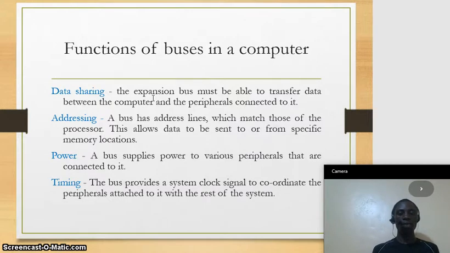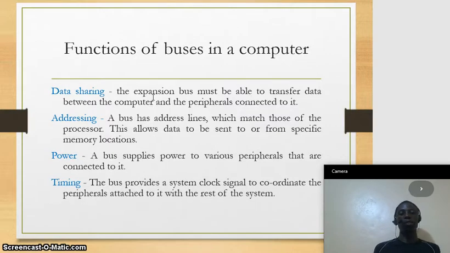So the buses do what we are calling addressing, and this allows data to be transferred from one part of the component, or to send information from a given specific area of the memory. Okay, so power. A bus supplies power to various peripherals that are connected to the computer.